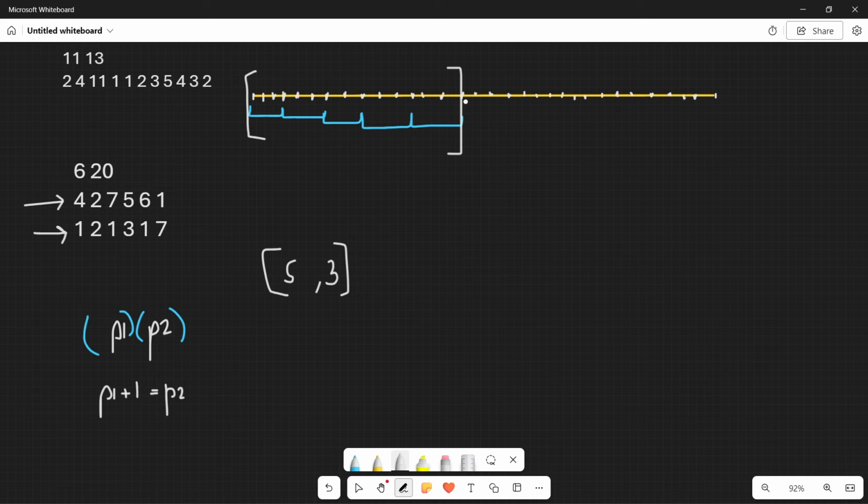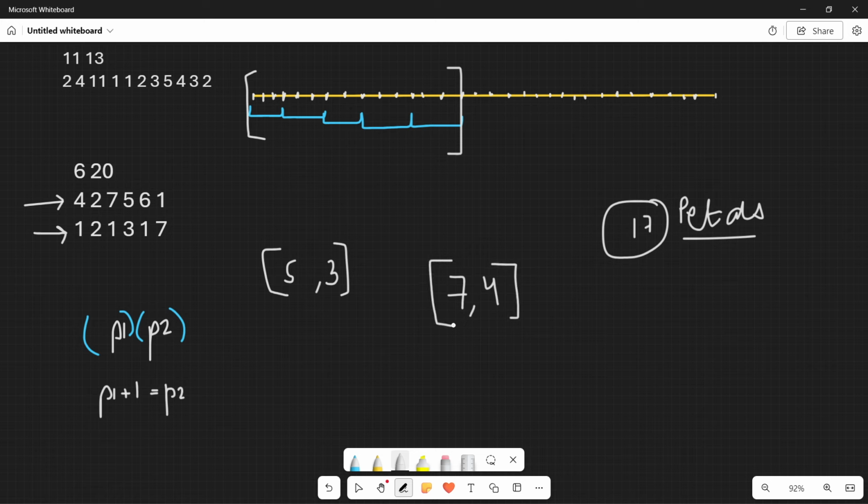Okay. Now I am remaining with 1, 2, 3, 4, 5, 6, 7, 8, 9, 10, 11, 12, 13, 14, 15, 16, 17. Now I am remaining with 17 petals. So how can we consider the next part? For example, now what I can take, I think, is 7 petals of size 4. Okay, so I am having 7 petals of size 4 each.